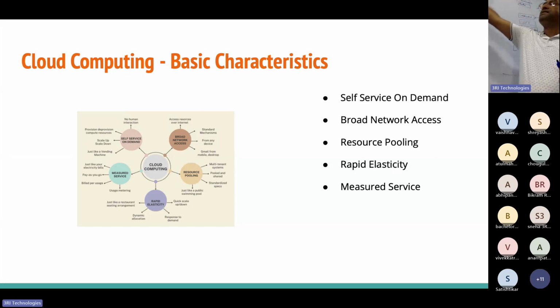Third thing, rapid elasticity. Wherever the load is increasing, I'm adding, but wherever the load is decreasing, I'm just removing. When I remove machines, I'm not paying for them. I'm paying only when I'm using 3 machines.